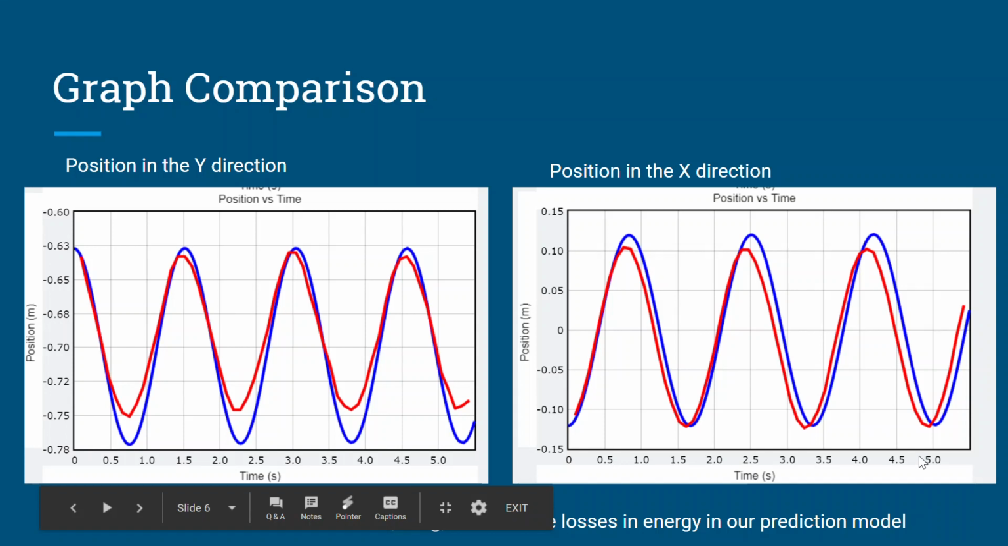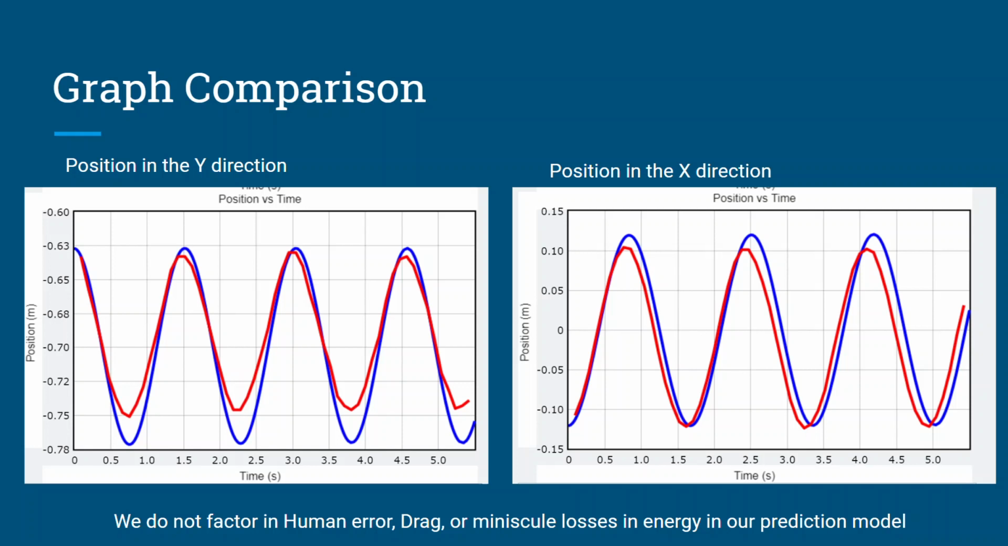To compare my position data, I have my position in the y direction on the left, x direction on the right, and the blue was slightly different than the red, in which it should be because we are not taking into account the fact that there is human error, drag, and other miscellaneous losses in energy from our prediction model. So while ideally we would want to have these the same, they are not in my case due to the fact that they are not being taken into account, these errors.